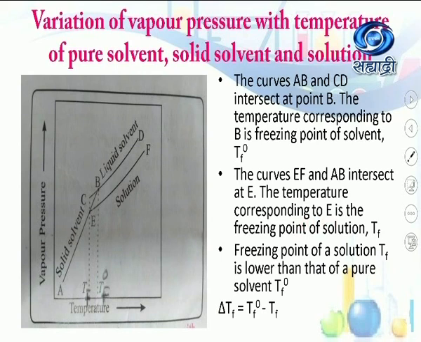of a solution. The freezing point of a solution Tf is lower than that of a pure solvent Tf0. See here from the figure, temperature increases like this. See the position Tf and here Tf0. So Tf is less than Tf0. So delta Tf is equal to Tf0 minus Tf. This is the depression in the freezing point.